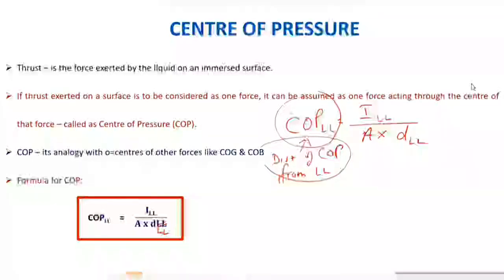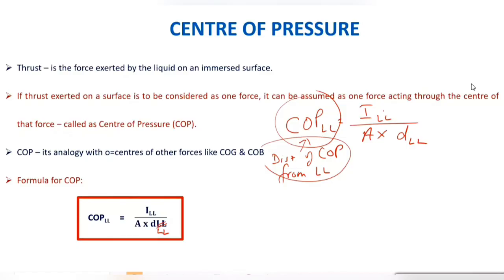If the question wants the answer not from liquid level, but from the top of the bulkhead or the bottom of the bulkhead, you'll have to do the adjustment at the end. The formula cannot be modified to give you distance from base or distance from bulkhead top. The formula will always give you distance of the COP from liquid level. Is that clear, guys? Yes, sir.